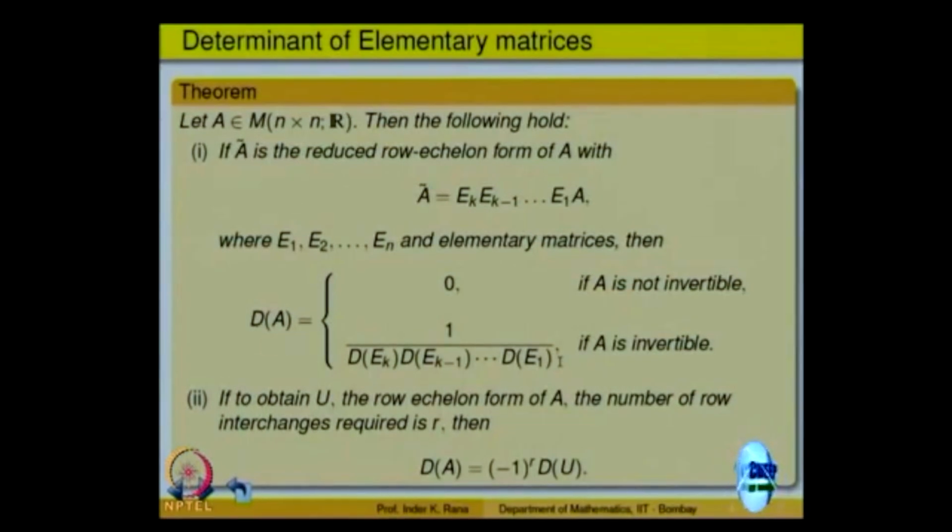So, these are useful in computing. We will see how they are useful in computing. Is the proof of this clear? It is just saying, first step, the reduced row echelon form is a product of elementary matrices into the matrix A. Apply determinant on both sides, use the product property and write down. Okay.